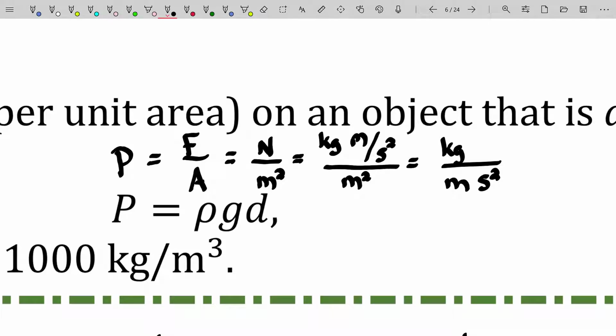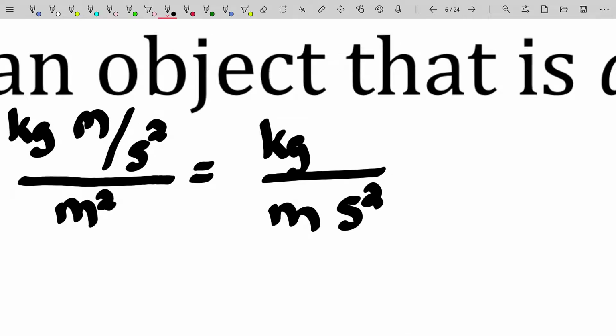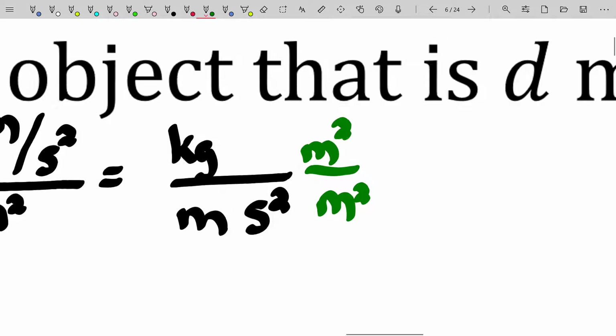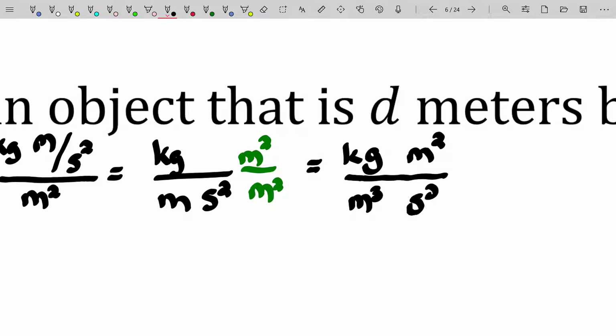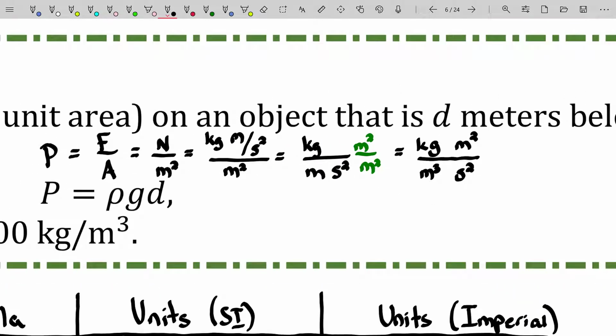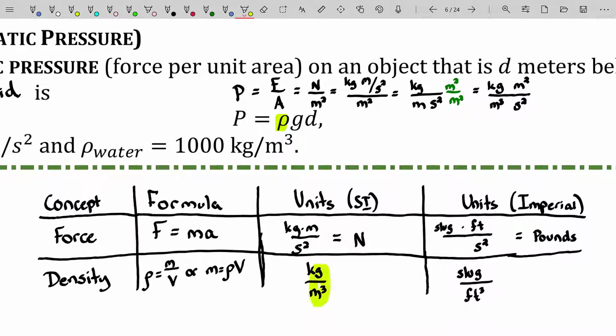However, if you decide to multiply both numerator and denominator of this by square meters, which kind of undoes a little bit of the work I just did, but that's okay. If you do that, you get a better interpretation here. We have kilogram meter squared over meter cubed second squared. Well, kilogram per cubic meter, that is actually density. This piece right here. Let me go ahead and show density down here. It's kilograms per cubic meter.